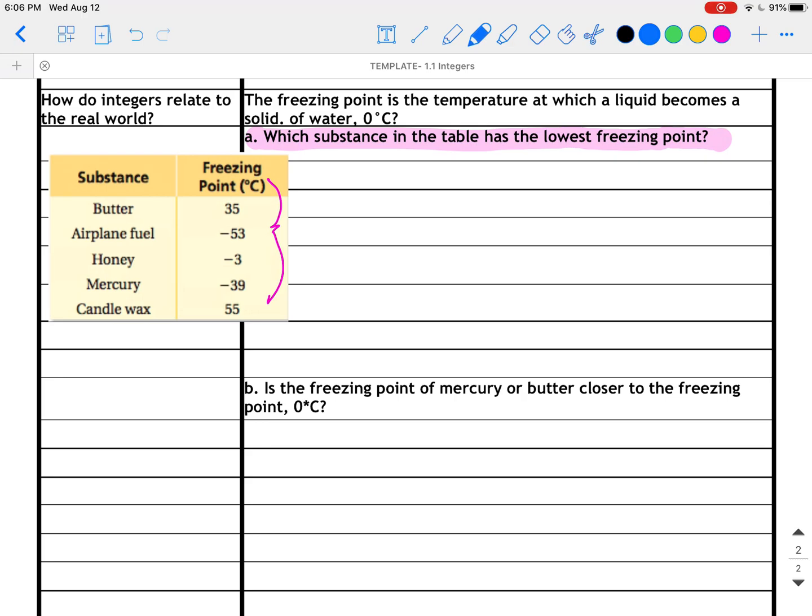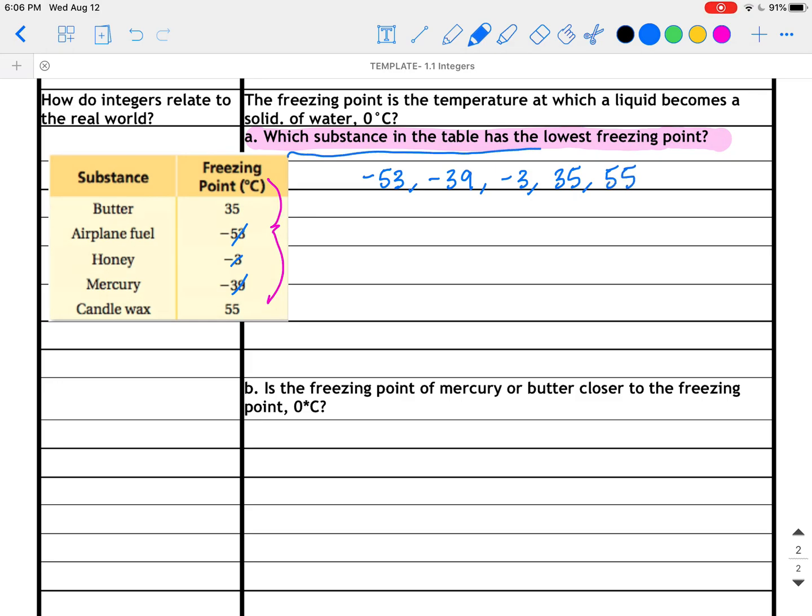Now, I think a strategy that can help us out here is ordering the data from least to greatest. And remember that with our negative values, the bigger the whole number looks, actually the smaller the negative value is. So let's go ahead and order these. -53 is going to be first. We can cross that one off. Then -39. Then -3. Then 35. And then 55.